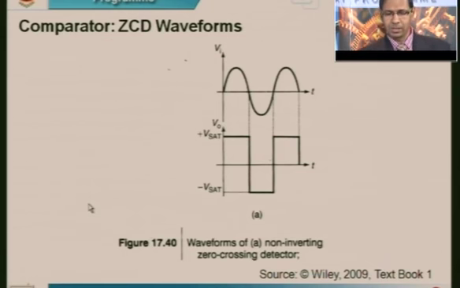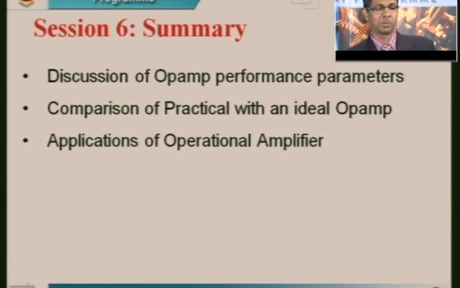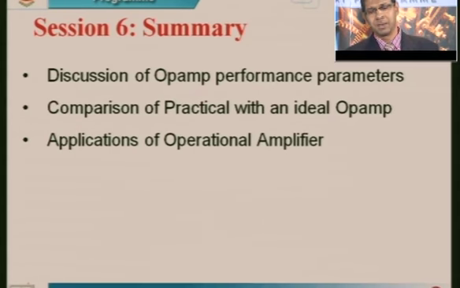Let us quickly summarize what we have done in this session. We have discussed the op amp performance parameters of the practical op amp versus the ideal op amp, and what the difference is, and we listed the applications that we will be doing. We also saw two applications, that of a peak detector and of a zero crossing detector. In the next session we will continue with this, see a few more applications, and also do some numericals based on the characteristics. Okay, thank you.